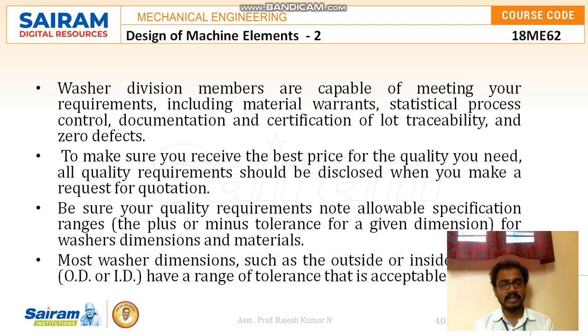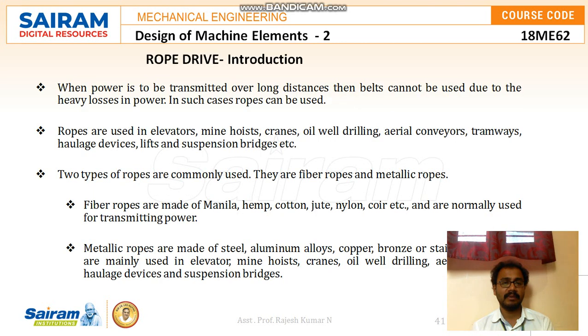To make sure that you receive the best price for the quality you need, all quality requirements should be disclosed when you make a request for quotation. Be sure your quality requirements note allowable specification ranges, such as the plus or minus tolerance for a given dimension, for the washer dimensions and the materials. Most washer dimensions, such as the outside or inside diameter, have a range of tolerances that is acceptable.